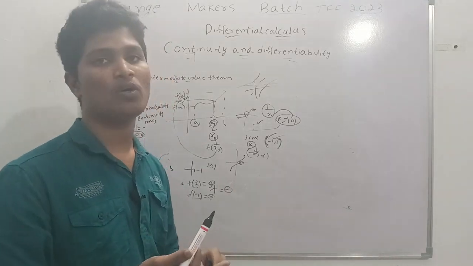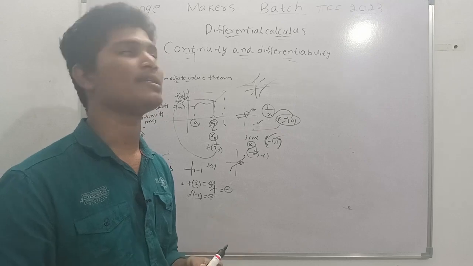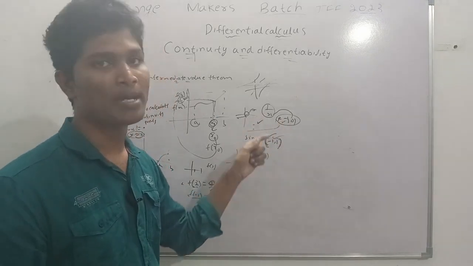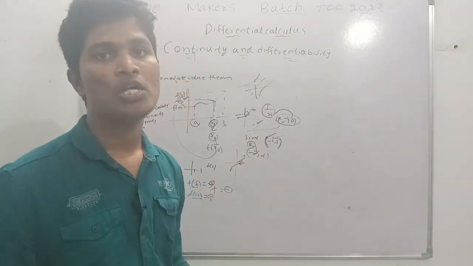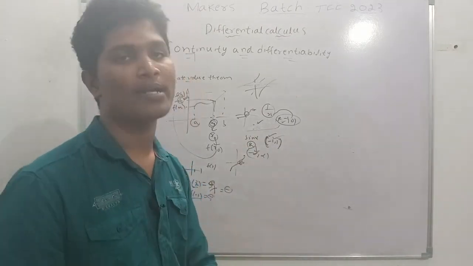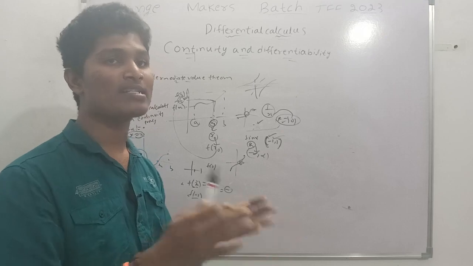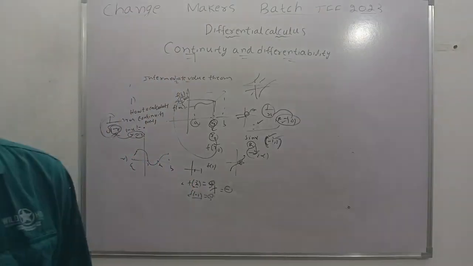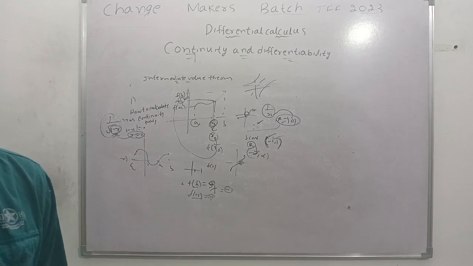Why are you discussing at 0? There is no point to discuss here, because 0 is not present in this domain. So except that part, what are the remaining values in the domain? Those values are always continuous at those points. You have to remember like this.